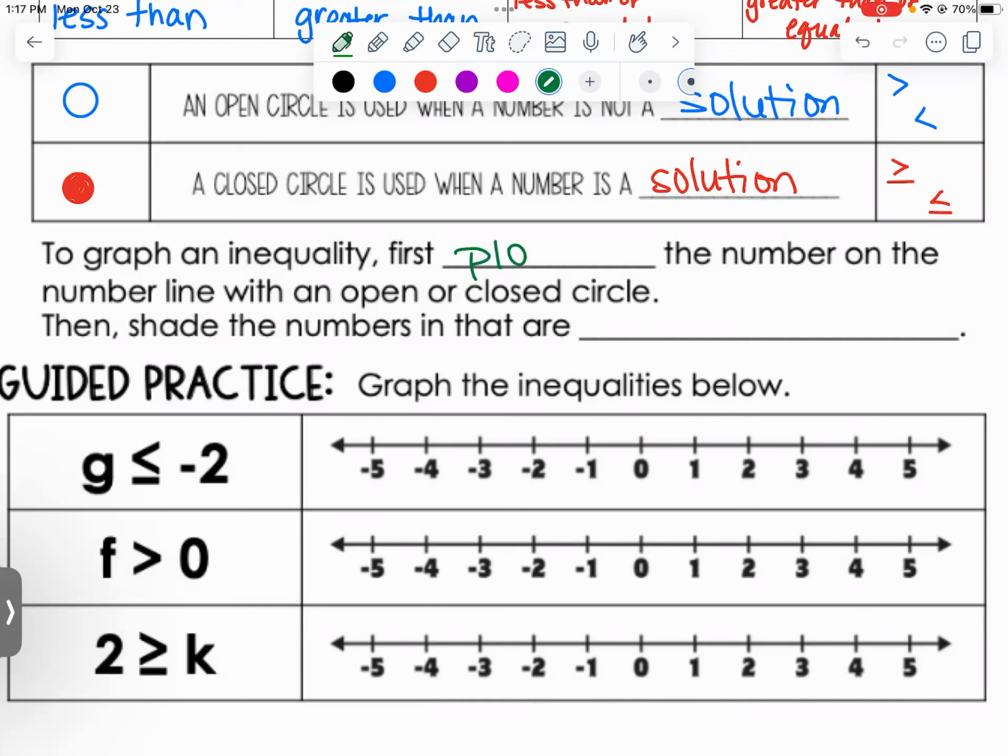When we graph the inequality, you're going to first plot the number on the number line. Then you're going to shade the numbers that are solutions. The whole point of graphing is so that we can represent what the solutions actually are. So we're going to plot the number. We're going to decide, is it open circle or is it closed circle? And then we're going to decide, are we going to shade to the right or are we going to shade to the left?